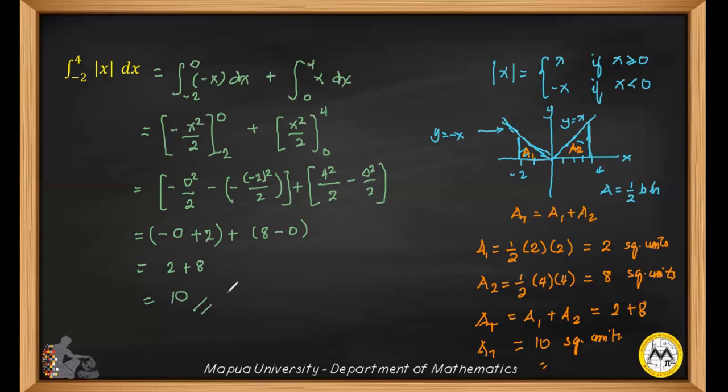Okay, so the integral of the absolute value of x dx from negative 2 to 4 is equal to 10, which is exactly the same as the geometric solution of the absolute value of x from negative 2 to 4 by considering the area under the curve y is equal to the absolute value of x.